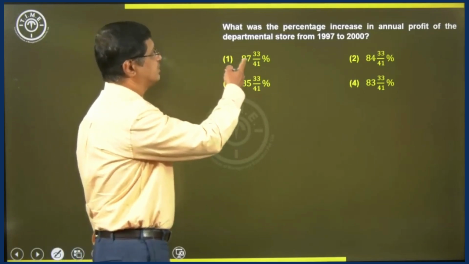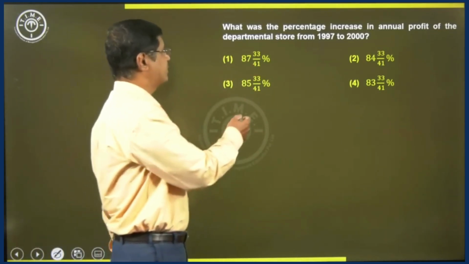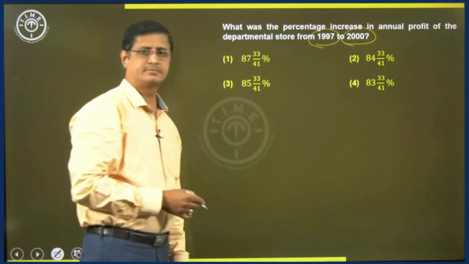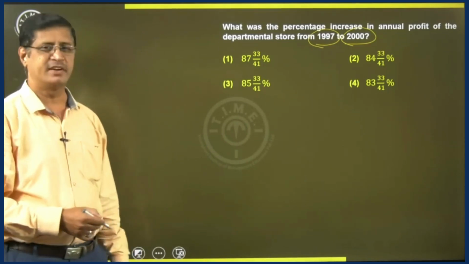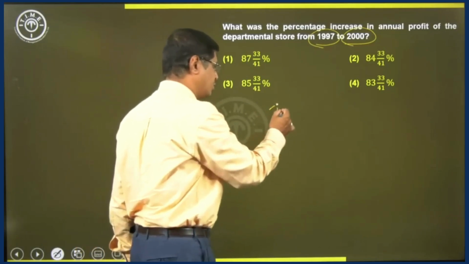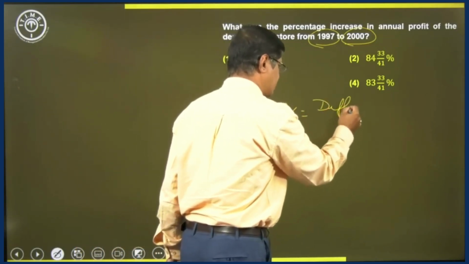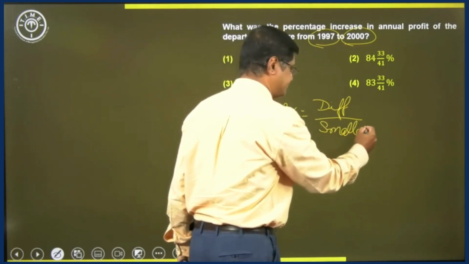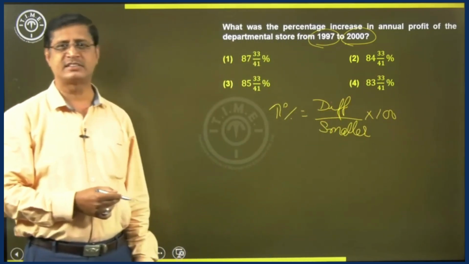What was the percentage increase in the annual profit of the departmental stores from 97 to 2000? So what to find? Percentage increase. What do you mean by percentage increase? The difference with respect to the smaller value we need to compare. So how much is the difference of the annual profit between 97 and 2000?